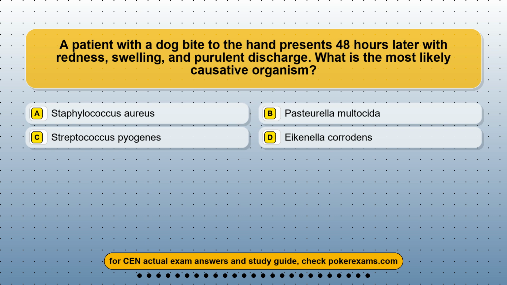Question 11. A patient with a dog bite to the hand presents 48 hours later with redness, swelling, and purulent discharge. What is the most likely causative organism? Option A, Staphylococcus aureus. Option B, Pasteurella multocida. Option C, Streptococcus pyogenes. Option D, Eikenella corrodens.